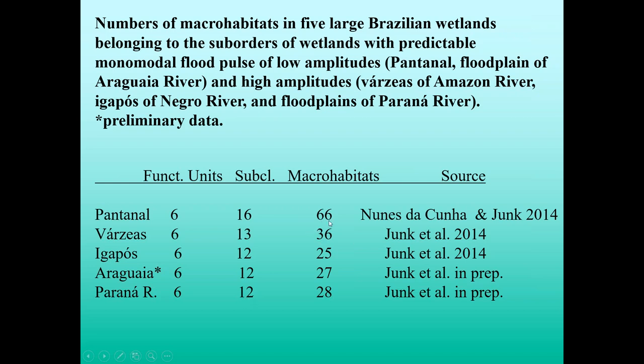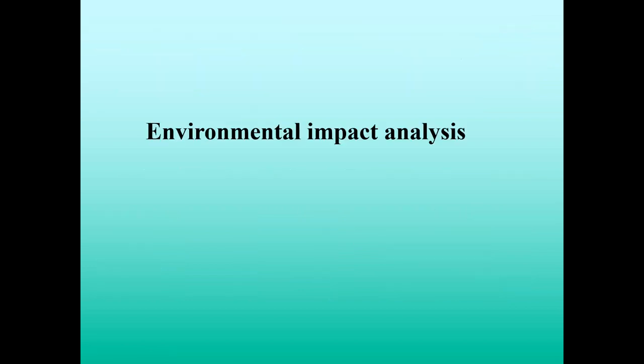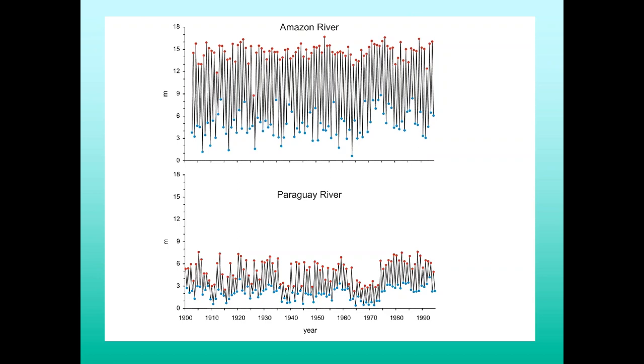All these macrohabitats are characterized by the same parameters, and now we can compare the different macrohabitats between the different floodplains, and we can also compare the floodplains with each other, for instance, showing that the Pantanal is the most complex one. Why? Because it is at the edge of forest and savanna, so it has all the macrohabitats of the forested floodplains in the Varzeas and Igapos, but also all the savanna habitats, which Amazonian forested floodplains don't have. Furthermore, as you have seen, the geology is very complex in the Pantanal, so we have different types of paleofloodplains, which create soils and specific conditions for different plant communities.